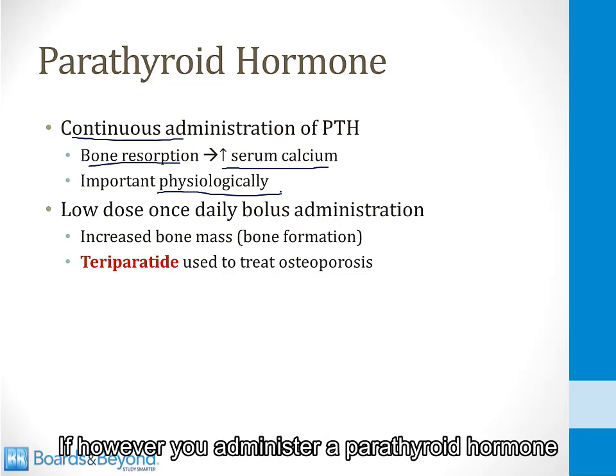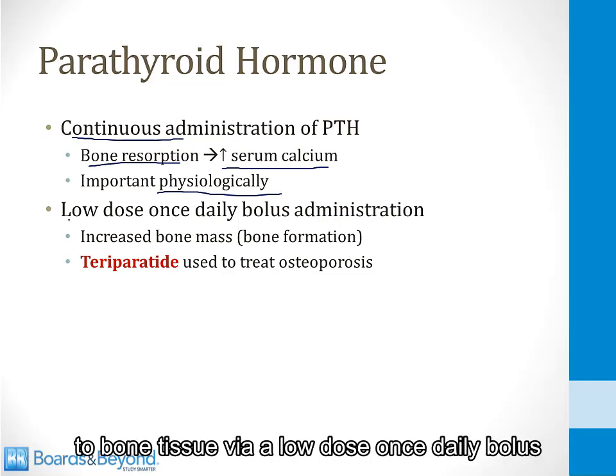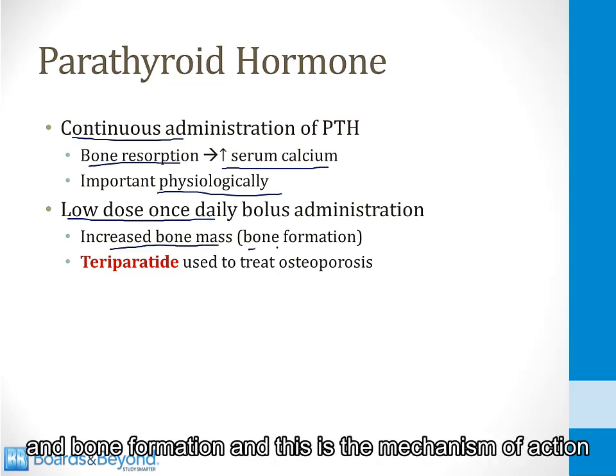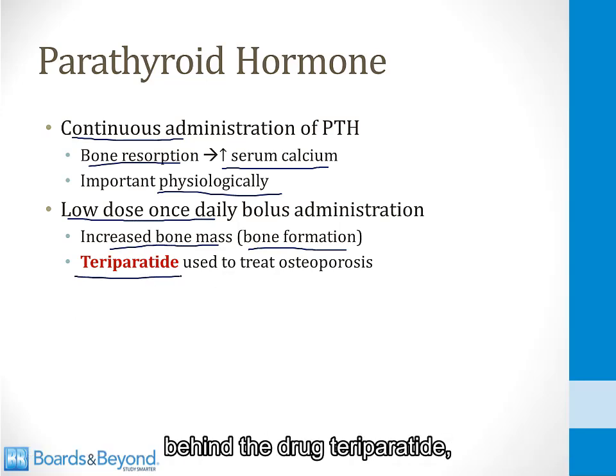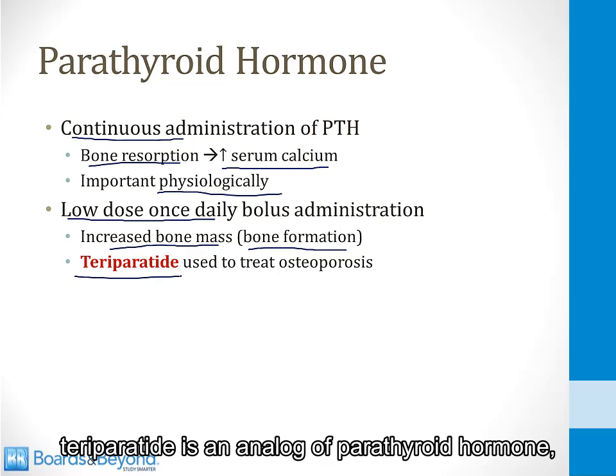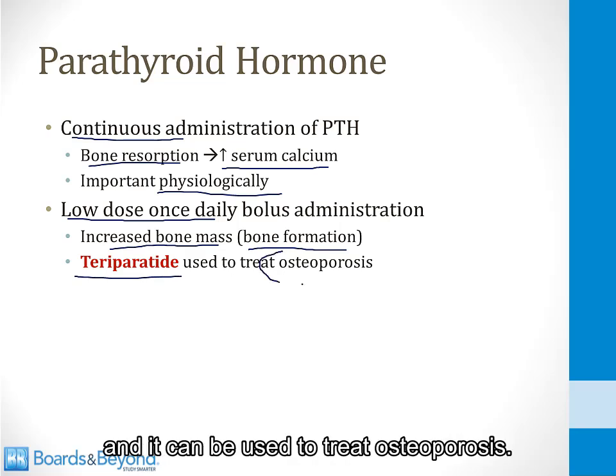If, however, you administer parathyroid hormone to bone tissue via a low-dose once-daily bolus, you will see increased bone mass and bone formation, and this is the mechanism of action behind the drug teriparatide. Teriparatide is an analog of parathyroid hormone, and it can be used to treat osteoporosis.